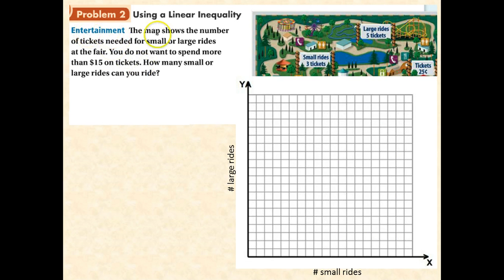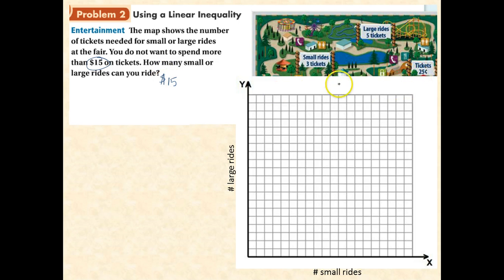So problem 2. This problem shows the number of tickets needed for small or large rides at the fair. You don't want to spend more than $15 on tickets. How many small or large rides can you ride? Well, if I've got $15, how many tickets can I buy?